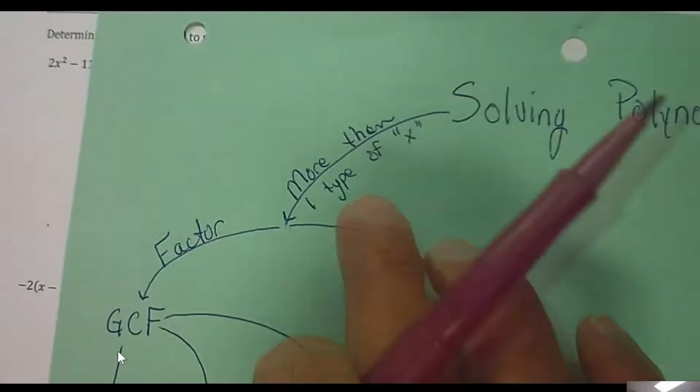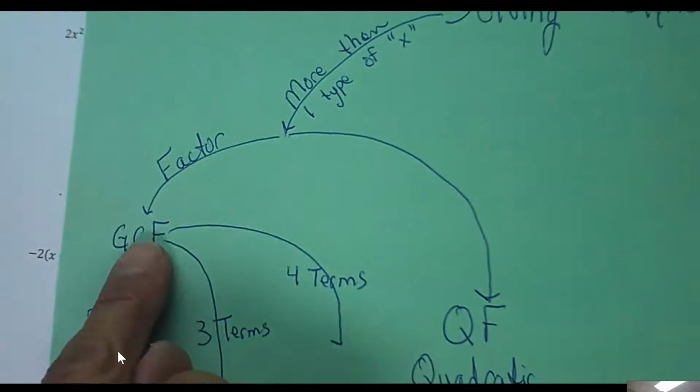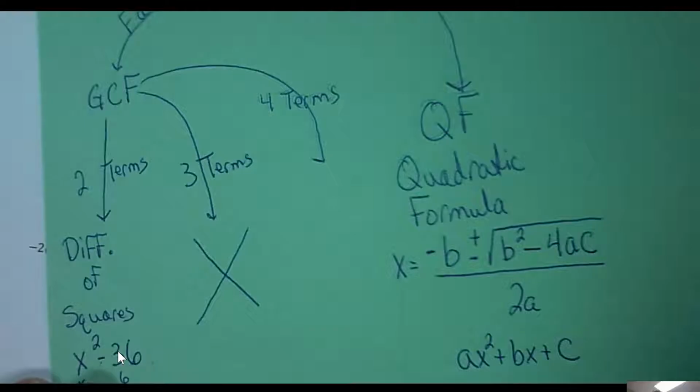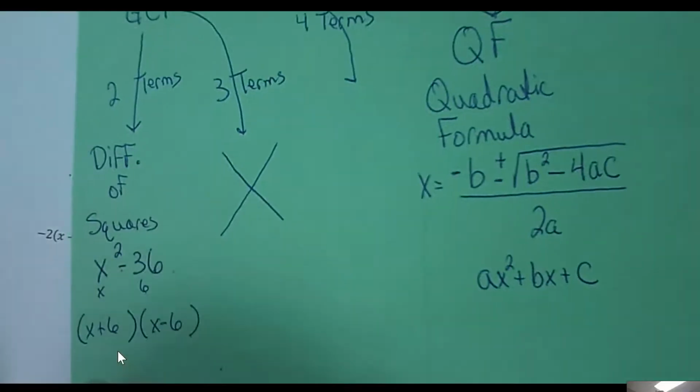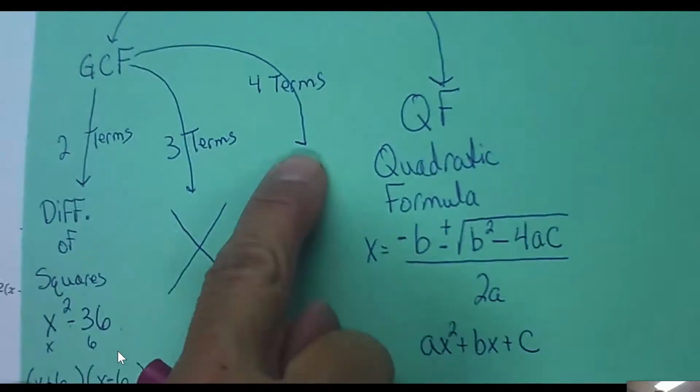So if there's more than one type of x, our goal is to factor. First step of all factoring is GCF. After that, if you can, you're going to see if there are two terms. That's that whole difference of squares. Or you're going to do three terms and make your x. And then in a later chapter, we'll talk about what you do if there are four terms.